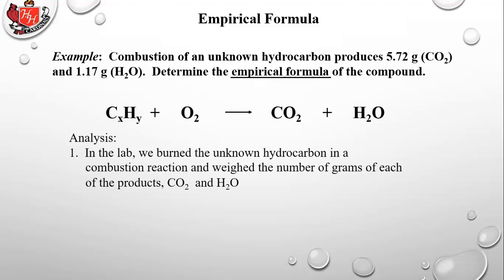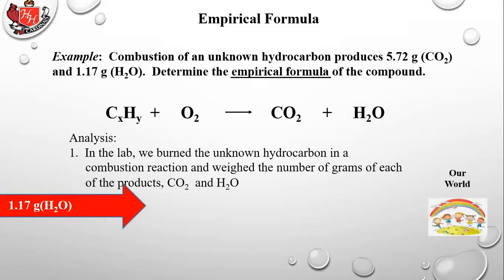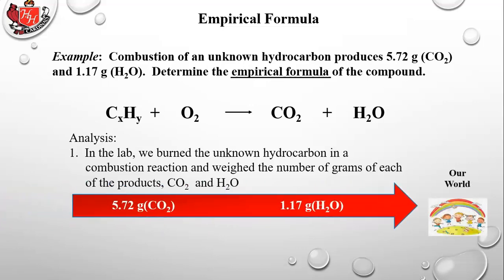So analysis. In the lab, we burned the unknown hydrocarbon in a combustion reaction and weighed the number of grams of each of the products, CO2 and H2O. So that's shown up there above. So this is what we learned in the lab. 5.72 grams of CO2 was produced and 1.17 grams of H2O was produced. And that's something we can weigh and measure. That's what we do in the lab, and that's all we can do in the lab at this point. So now we're going to have to do some pencil to paper work to figure out the rest of it.